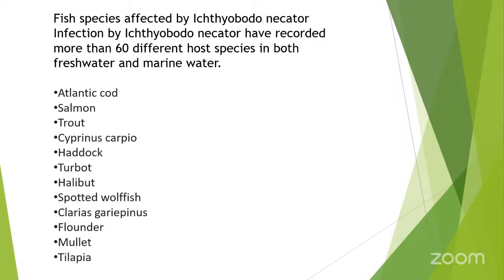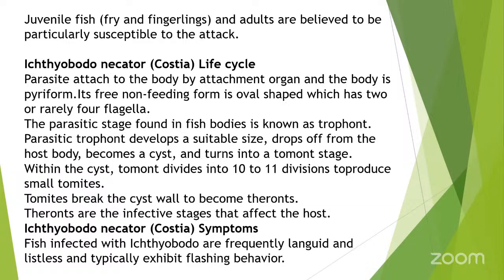Now, we'll see the fish species affected by Ichthyobodo necator. More than 60 different host species have been recorded in both freshwater and marine water. A few examples are Atlantic cod, salmon, trout, Cyprinus carpio, haddock, turbot, halibut, spotted wolffish, Clarias gariepinus, flounder, mullet, and tilapia. Mostly we find them in juvenile fish, that is fry and fingerlings, and adults are believed to be particularly susceptible to the attack.